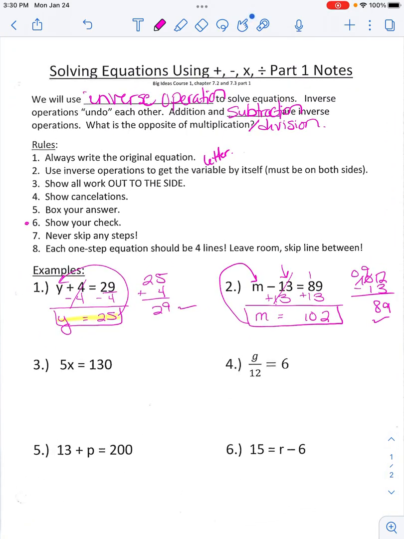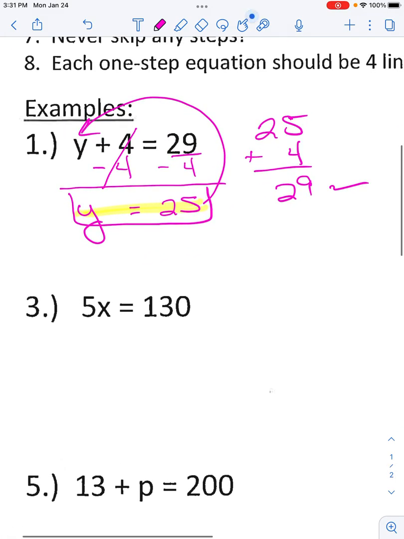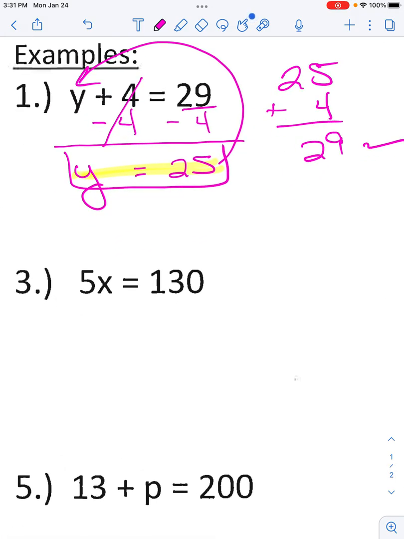Okay, so the opposite of addition is subtraction. The opposite of subtraction is addition. Look at number 3. A number next to a letter says multiplication. The inverse of multiplication is division. So we're going to divide both sides by 5. We want the letter, the variable, by itself. 5 divided by 5 is 1x. And then we can do 130 divided by 5.